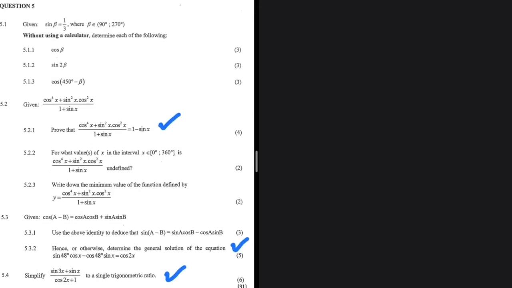The only questions I'm going to answer are 5.2.1, 5.3.2, and lastly 5.4, because I think they're the most difficult questions. So let's take a look at 5.2.1.